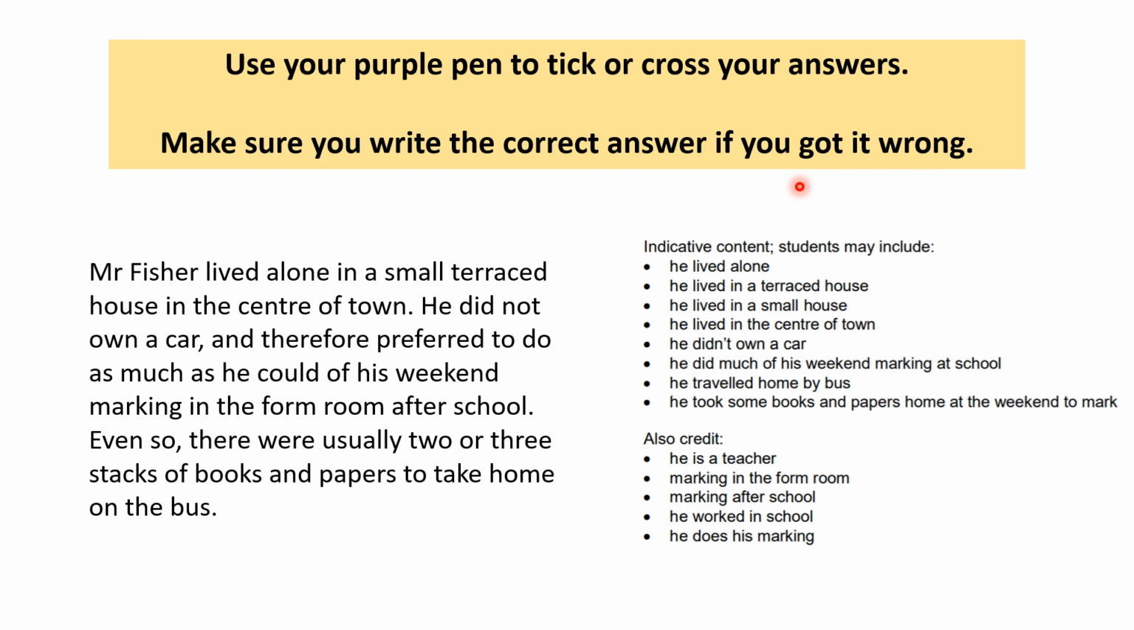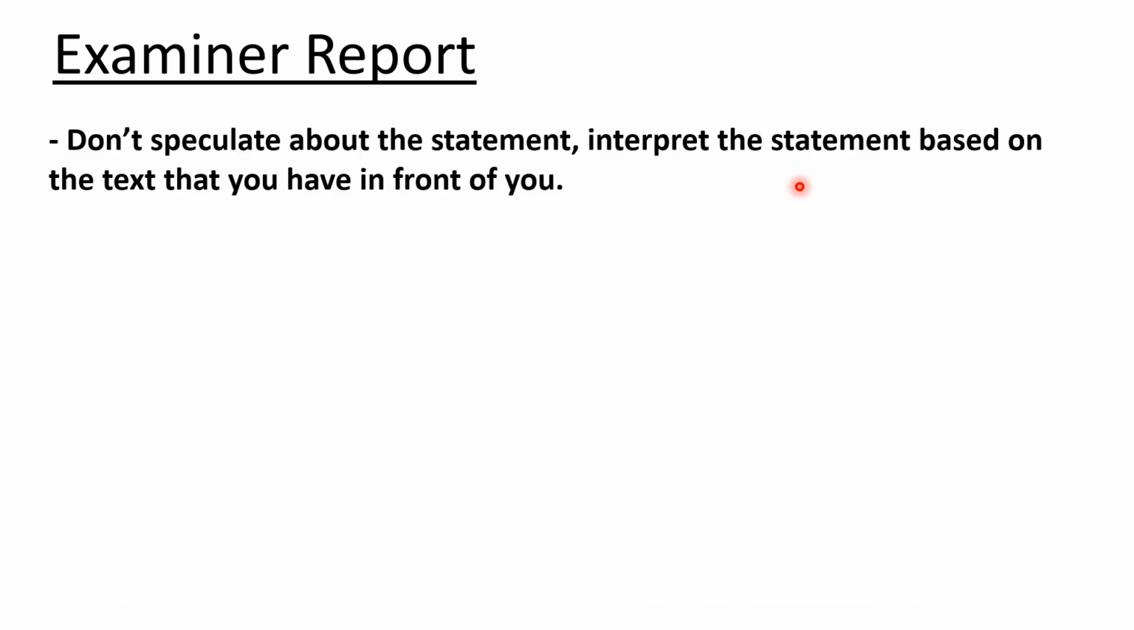All right, so before we get into the WWWs and the EBIs for question 4, let's have a look at the examiner report. Just a reminder that the examiner report is a document produced by AQA after the exam series to summarise their comments about each paper. For question 4, they said that you shouldn't speculate about the statement. You need to interpret the statement based on the text that you have in front of you. So you shouldn't be making any kind of bold claims about what you think the text is about. You need to use the text that you have in front of you and the evidence to interpret the statement and to come up with your point of view.